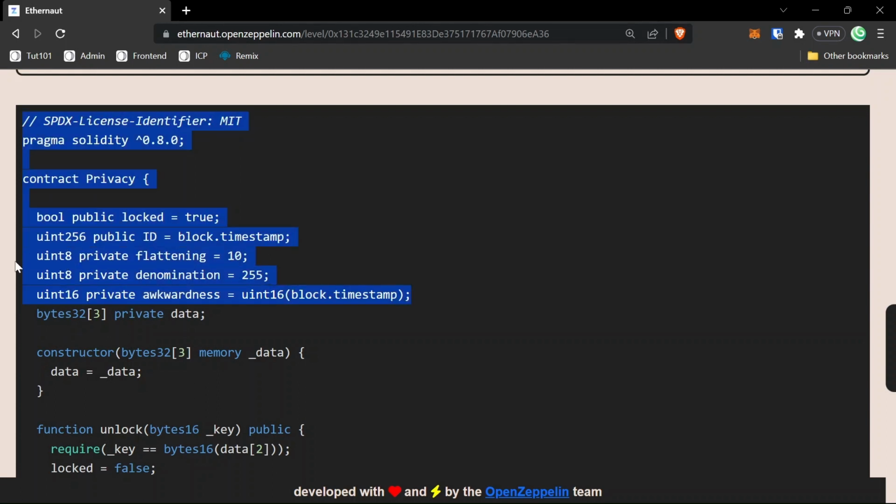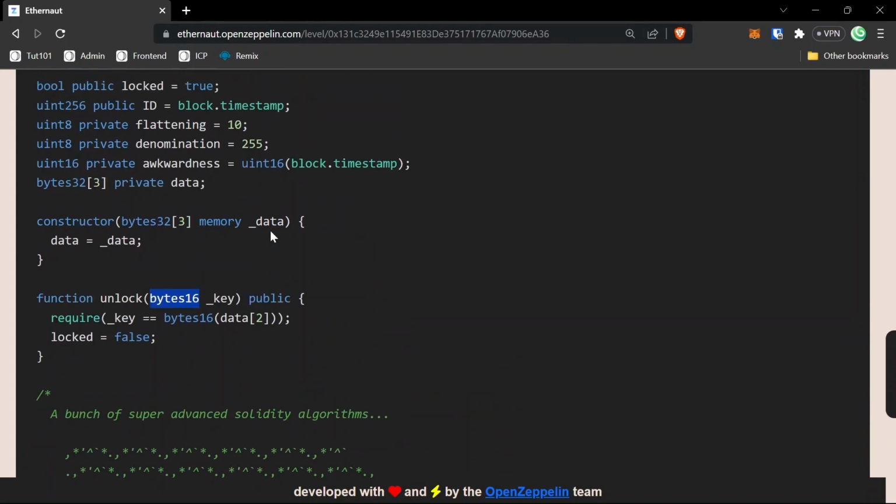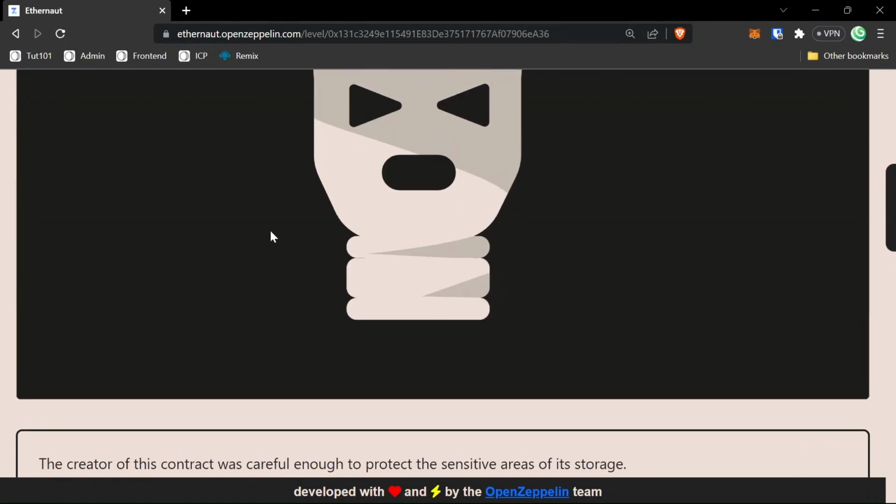Here we can see that we have uint8 and another uint8 and uint16. Here we are learning that the smaller sized variables will be clumped together into a single slot. Here both this uint8 and this uint16 will be present in the same storage slot. Next, we'll also be learning about the conversion between bytes32 and bytes16, and that's all for this challenge.